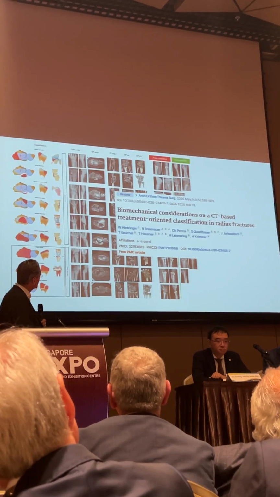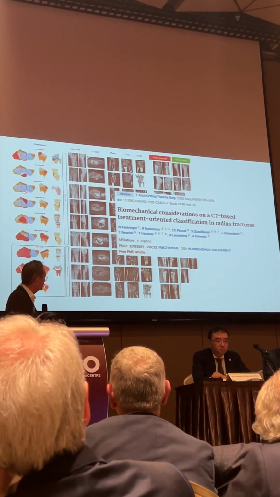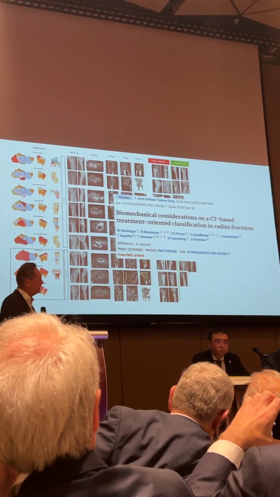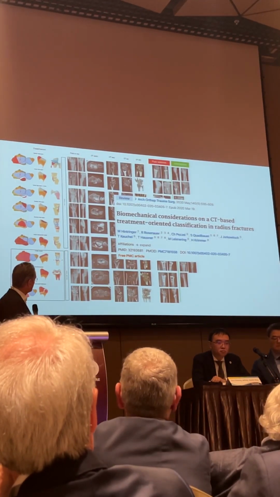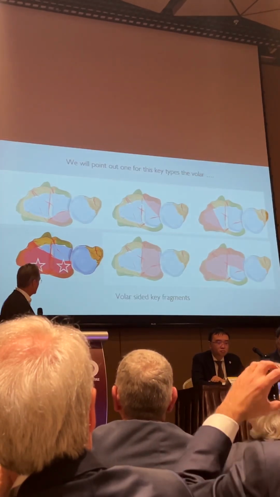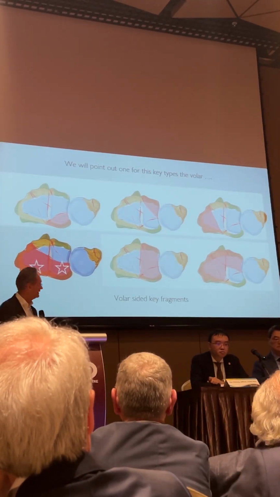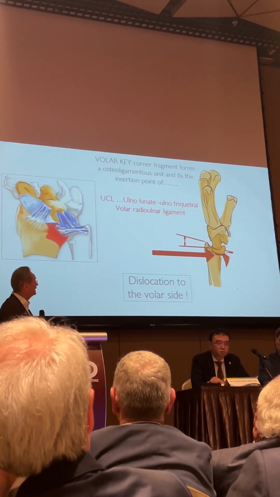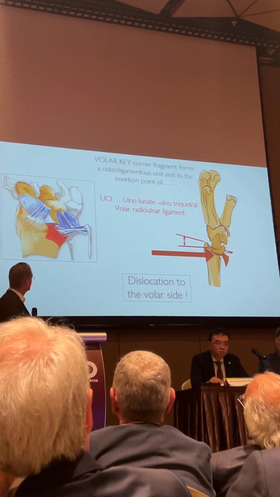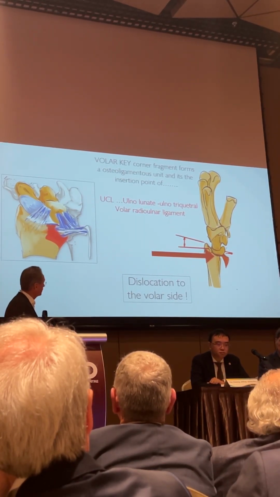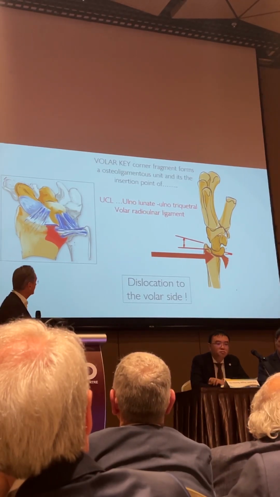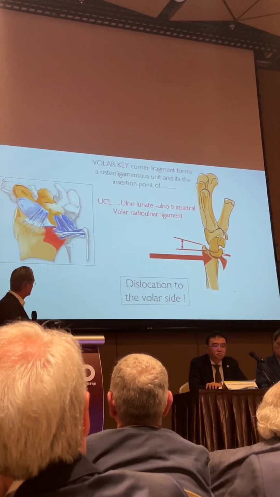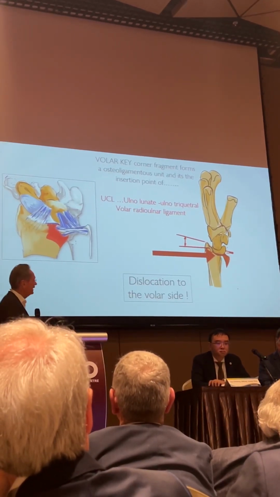We presented that biomechanical consideration on a CT-based, treatment-oriented classification, and from that classification I will point out the volar-sided key fragments. So, volar key corner fragments form, as I said before, an osteoligamentous unit, and it's the insertion point of really important ligaments, the ulno-lunate and ulno-triquetral ligament, and also the volar radio-ulnar ligament.